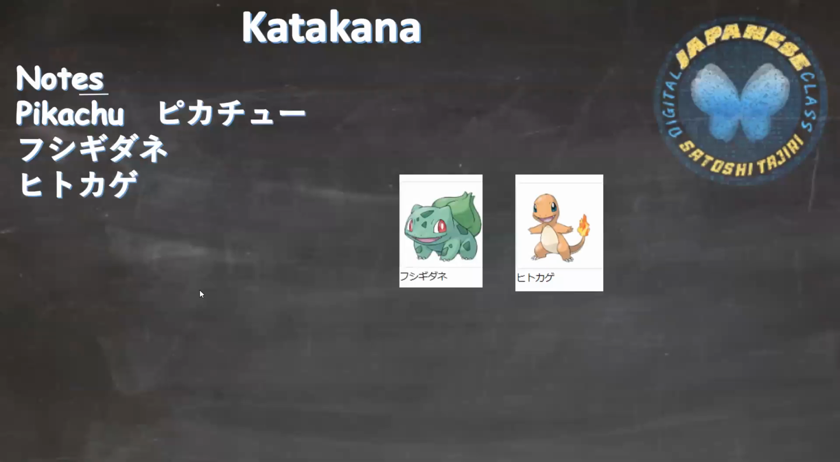Okay. So we have our Hitokage. Hi means fire, then tokage means lizard. Okay, Hitokage. Next one, let's have our word.